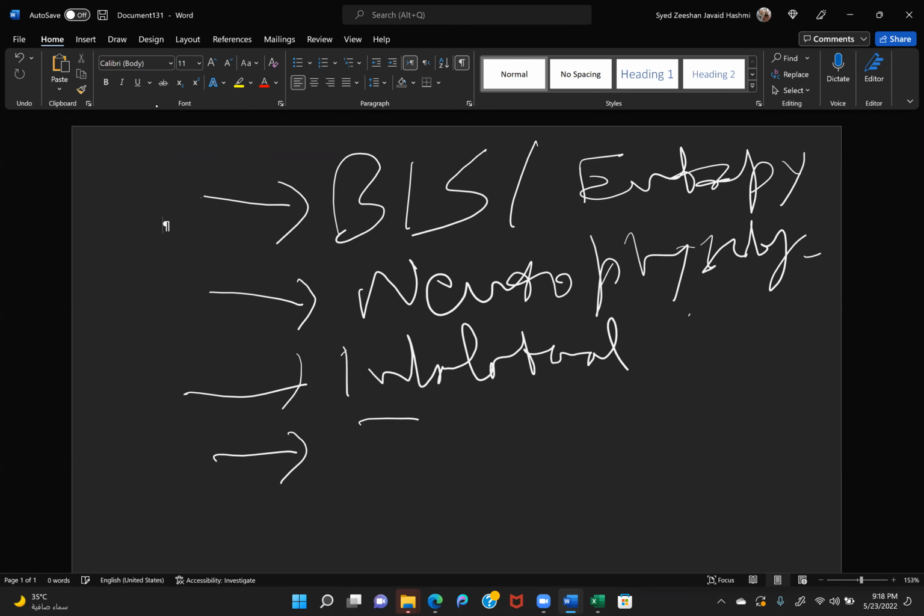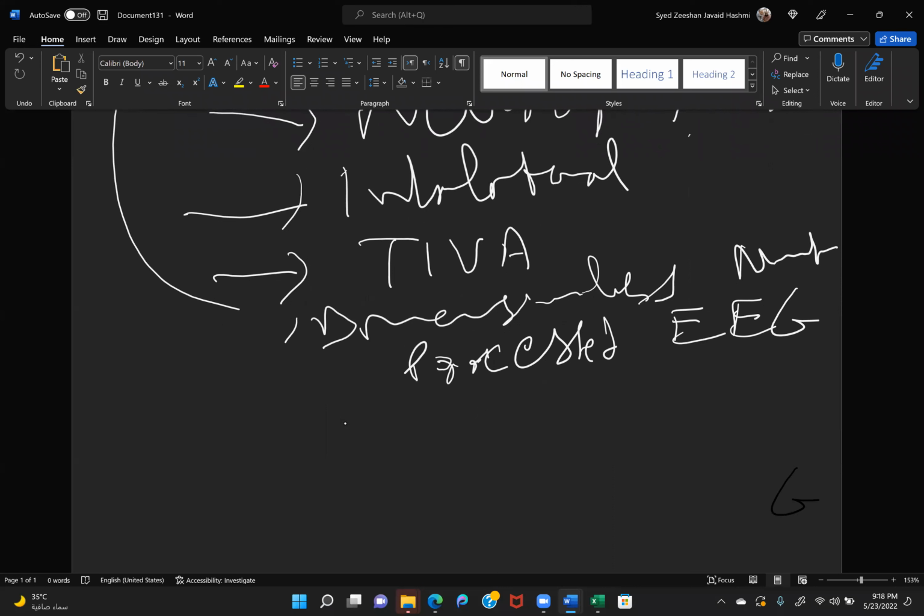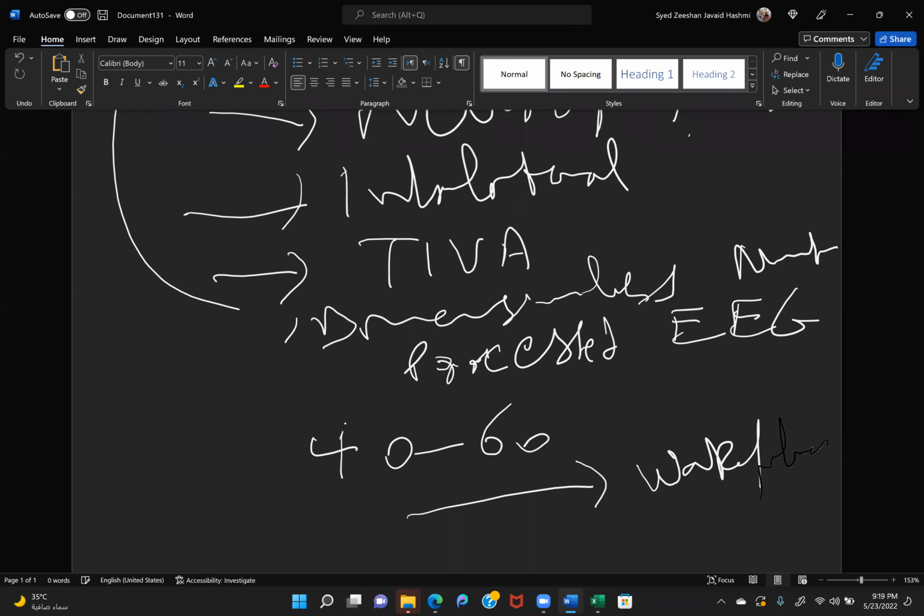A little bit about entropy, you know. It is a dimensionless number, a result of processed EEG, and in anesthesia you are targeting a number of 40 to 60. The number increases in wakefulness. It's like BIS, but what is the difference between BIS and entropy? This is just like the difference between ROTEM and TEG.